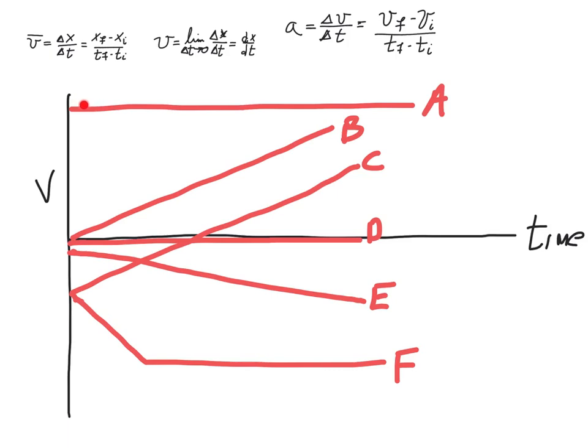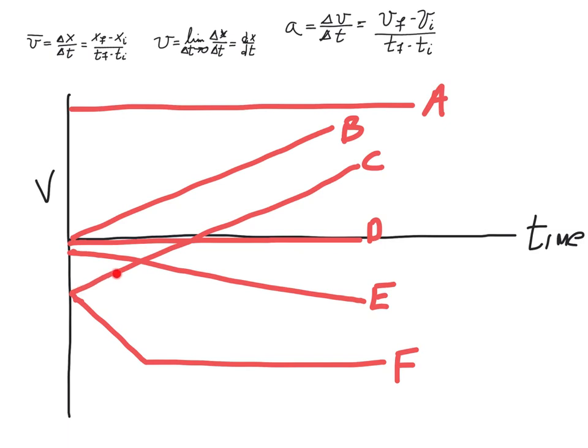So A is a constant positive velocity, right? The velocity isn't changing, so A has a constant positive velocity and no acceleration. B has a velocity that starts at zero and increases constantly. So it has positive velocities, but they're increasing. And the acceleration, the slope, it's a straight line, so the acceleration is positive and constant, right? Because the slope is constant.